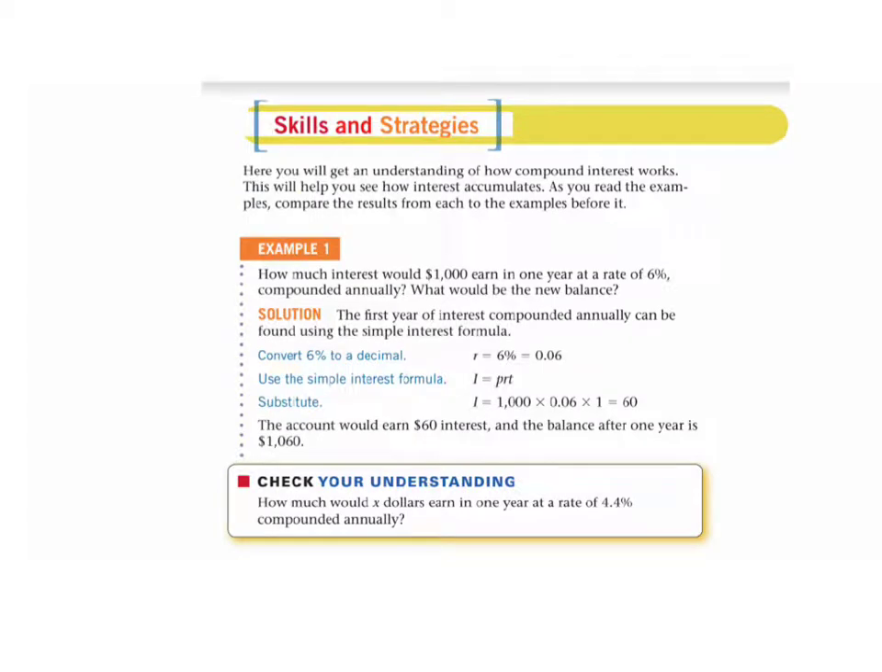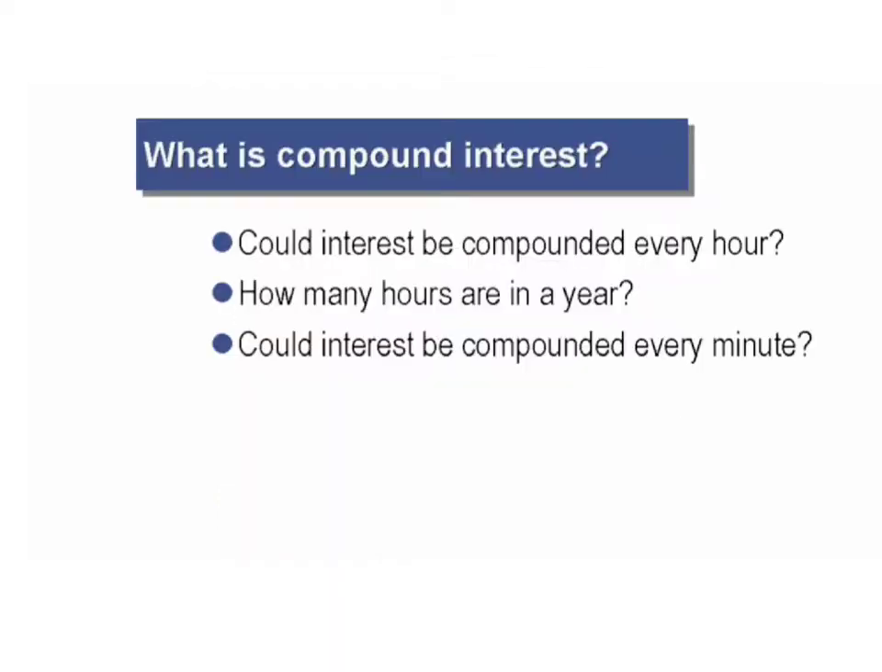Here is a copy of our example 1, which we're going to talk about a little bit later, but I did want you to see what it looks like in our text. What is compound interest? Compound interest is interest that is added to your principal and then collects interest itself. Could it be compounded every hour? Sure, it could be. How many hours are in a year? Well, we'd have to do 24 times 365. I'm not really up for that, but you get the idea. Could it be compounded every minute? It could. It's a logistical nightmare, but you could do that, yes.